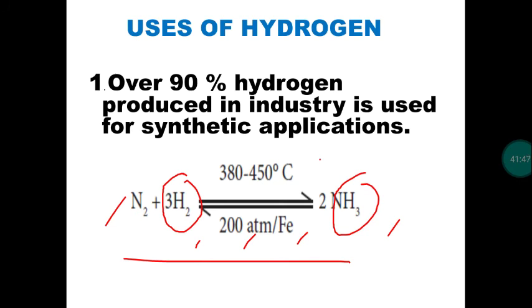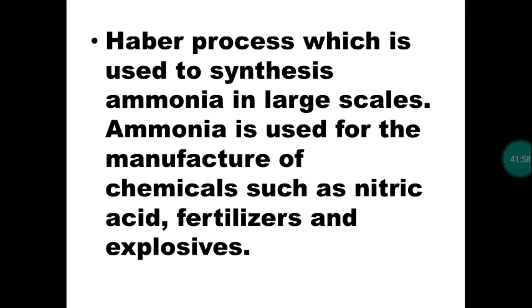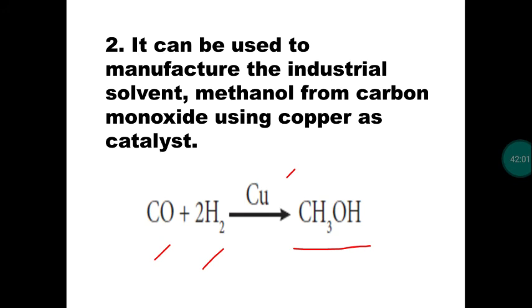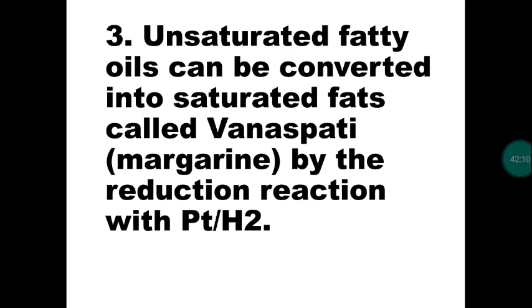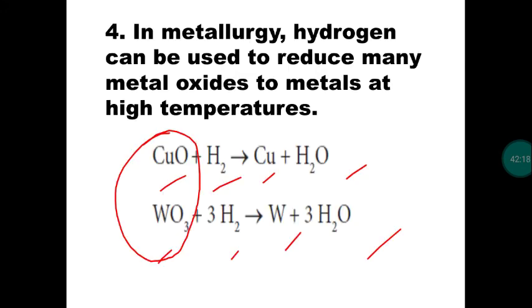Uses of hydrogen. Hydrogen is used for preparing many other substances like ammonia by Haber's process. This ammonia is used for preparing nitric acid, explosives and fertilizers. Then hydrogen is used to prepare the industrial solvent methanol. It combines with carbon monoxide in the presence of copper to prepare the industrial solvent. Then unsaturated fatty oils are added with hydrogen, and we get saturated fats called vanaspati. The reaction takes place in the presence of platinum catalyst. Then for the reduction of metal oxide into metal in metallurgical processes, we use hydrogen as a reducing agent.